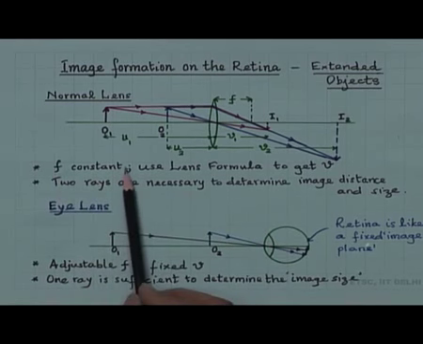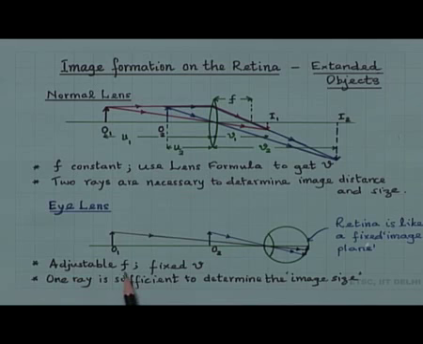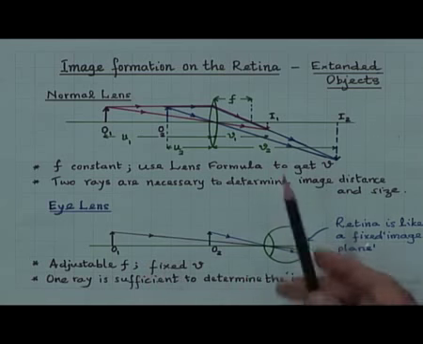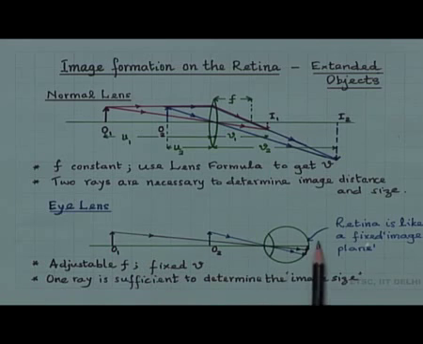Here f is constant, here adjustable focal length, but fixed V, and therefore, only one ray is sufficient to determine the image size. The size of the image, which refers to the angular extent here inside the retina, will determine the size of the image. And therefore, in the subsequent discussion we will consider only one ray.